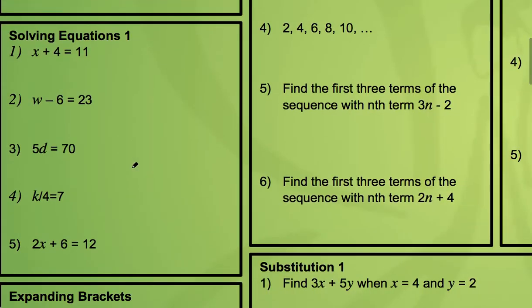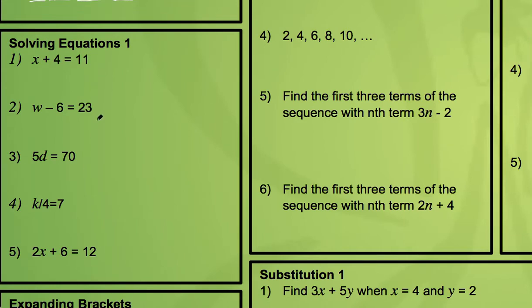Then solving simple one-step equations. X plus 4 equals 11. I want to subtract 4 from both sides, leaving me with x equals 11 minus 4, which is 7. W minus 6 is 23. I need to do the inverse operation of minus 6 to both sides, so that is plus 6 to both sides. W equals 23 plus 6, which is 29.